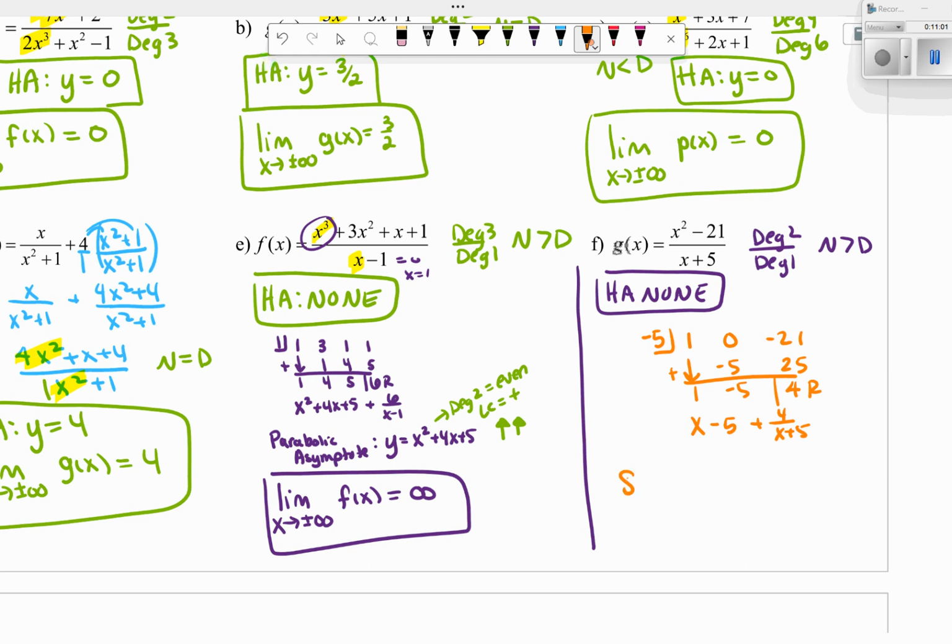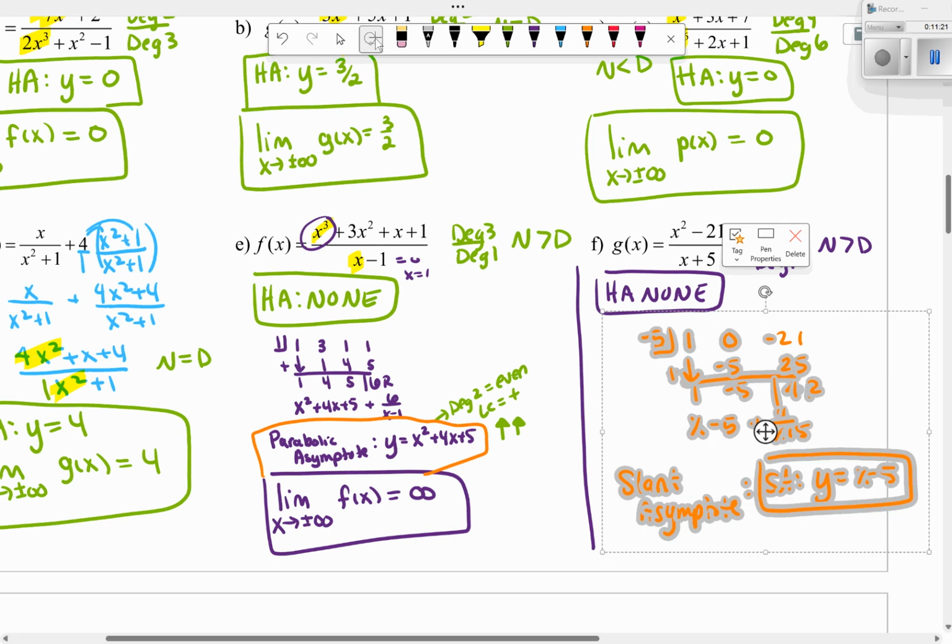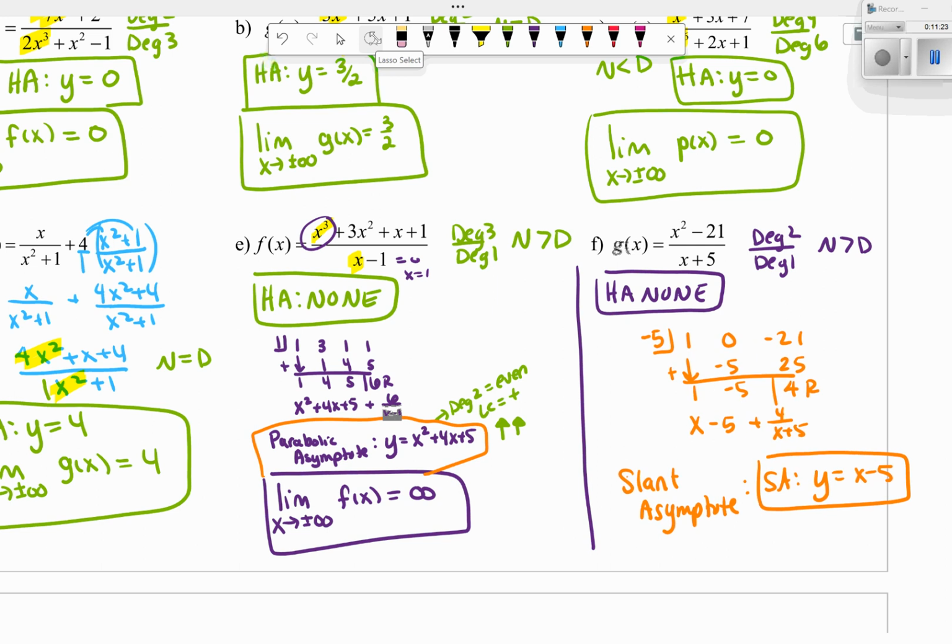So we have a slant asymptote at, and usually I abbreviate SA for slant asymptote, y equals x minus 5. And I should circle this one over here. So I'm going to go ahead and make this a little bit smaller so I have room to write the end behavior.